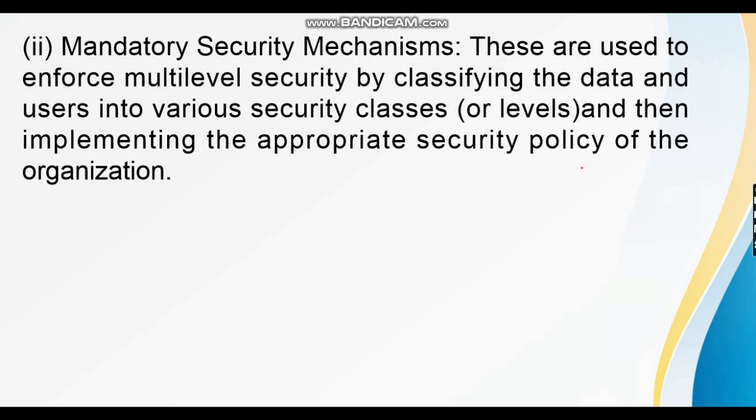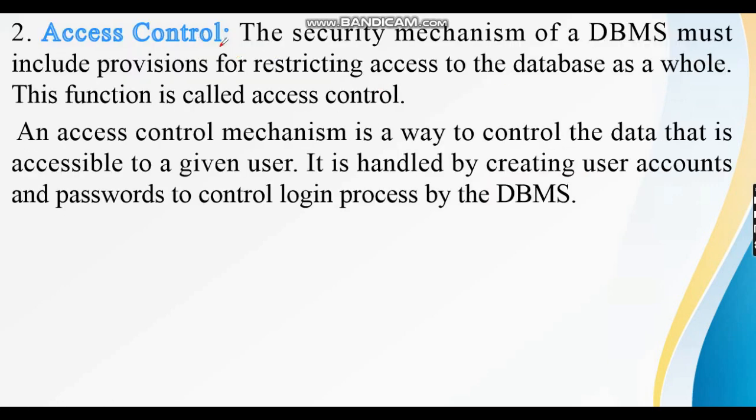Okay. Now next is what? Access control. The security mechanism of a DBMS must include provisions for restricting access to the database as a whole. This function is called access control. An access control mechanism is a way to control the data that is accessible to a given user. It is handled by creating user accounts and passwords to control the login process by the DBMS.